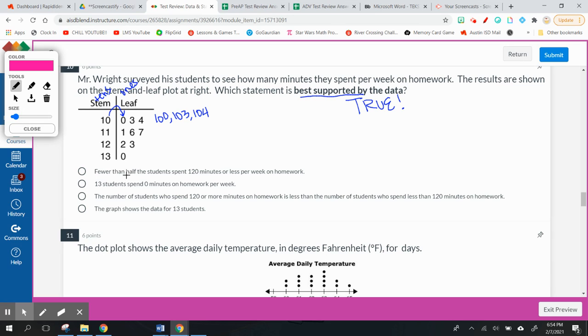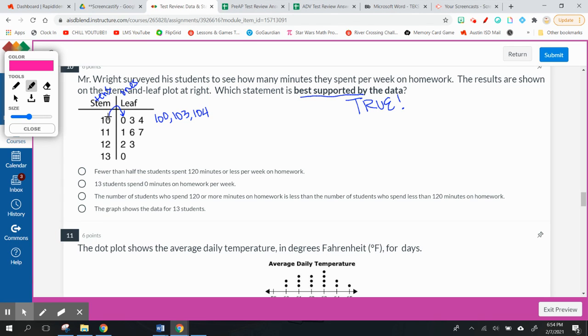Fewer than half the students spend 120 minutes or less per week on homework. 13 students spend 0 minutes on homework. The graph shows the data for 13 students. Ooh, I like to work on the quick ones first and see if we can maybe pick or choose or eliminate some of the quicker ones to deal with. If we have to do some of the harder ones, we'll save those for last. I'm going to work on the last one.